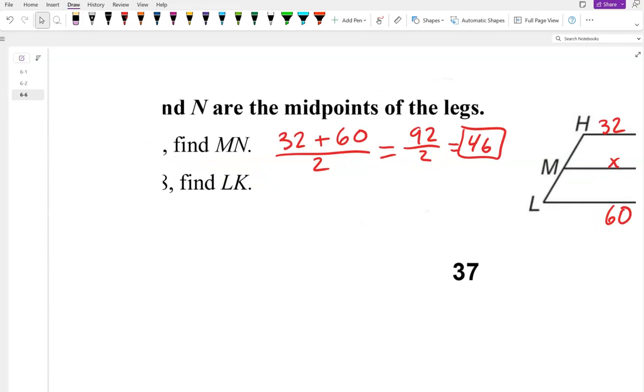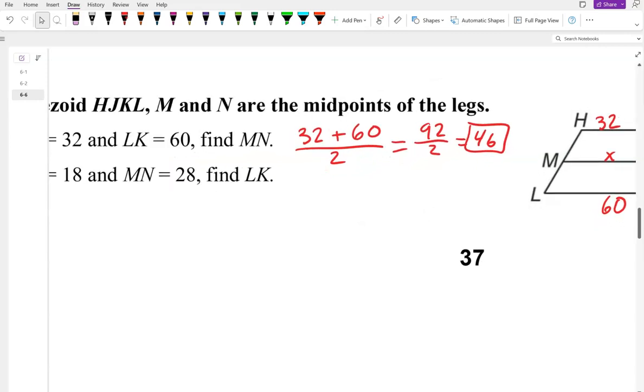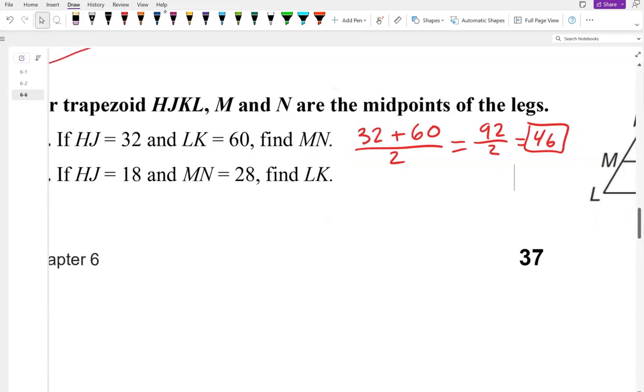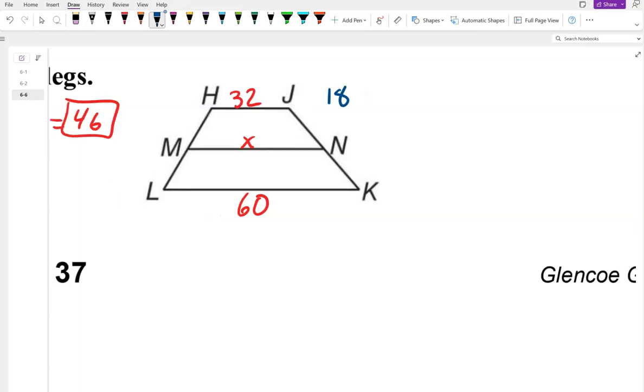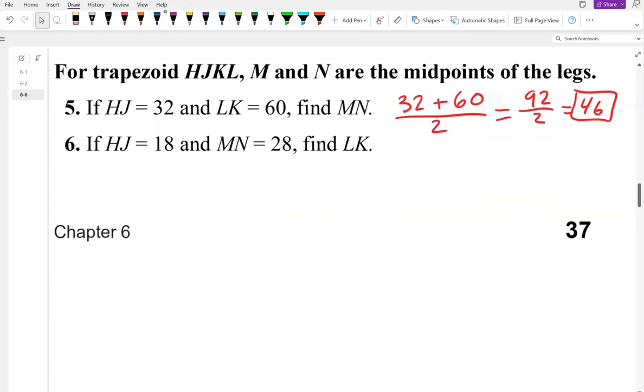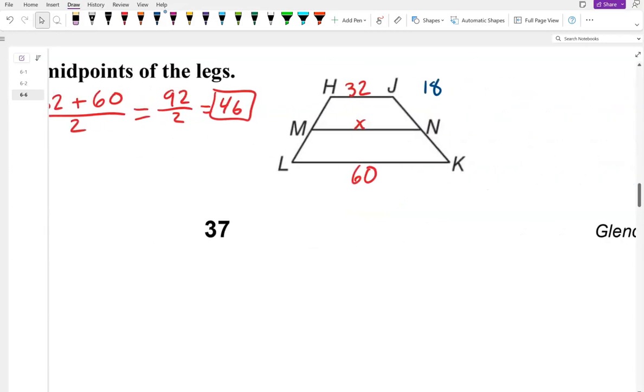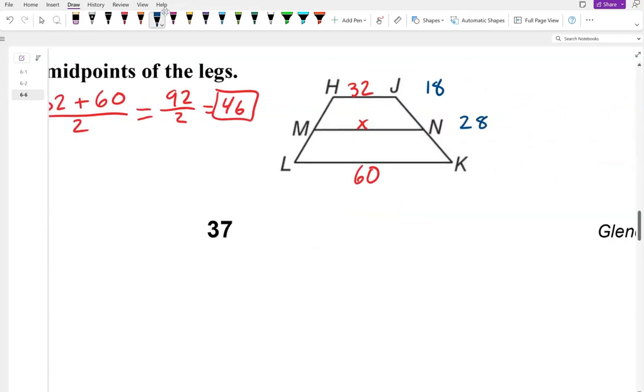Now, where it can be a little different is in this second one. In the second one, they say HJ is 18. I'm just going to put this to the side of it. So 18 would be the top base up here. But then they tell you MN, which is the mid-segment, is 28. So they tell me the mid-segment is 28, and what they want to know is this base down here, which is essentially my x value.